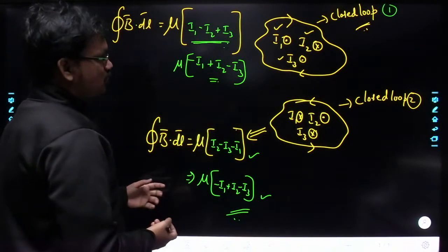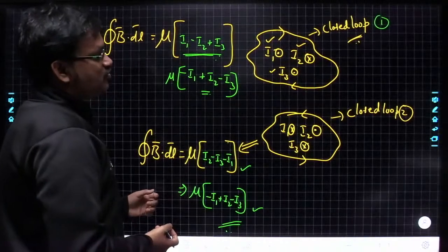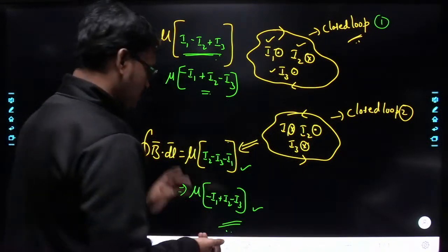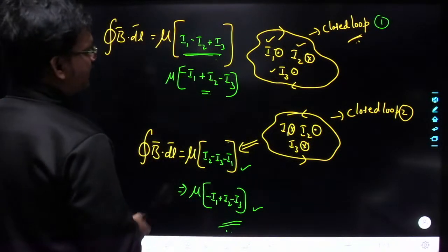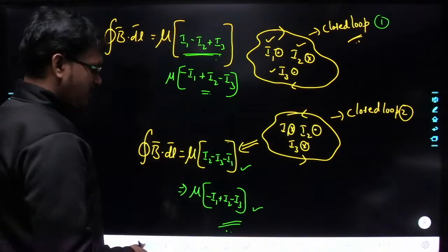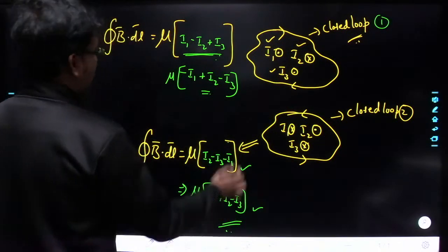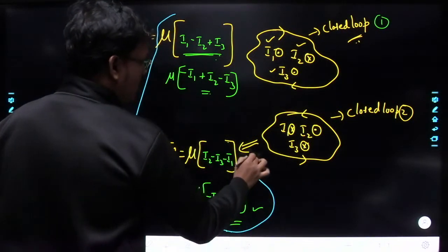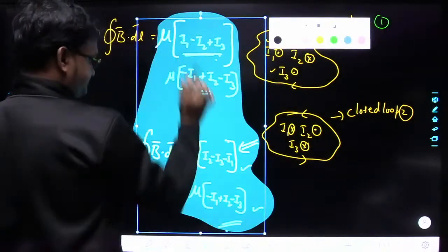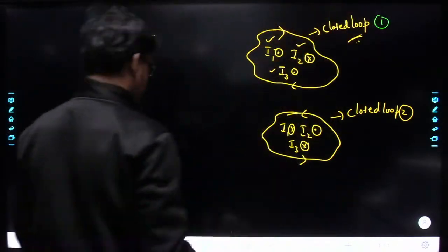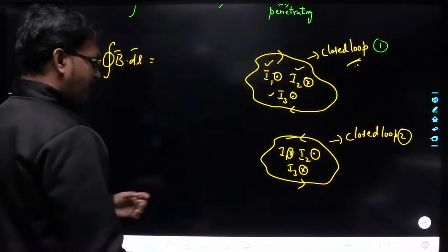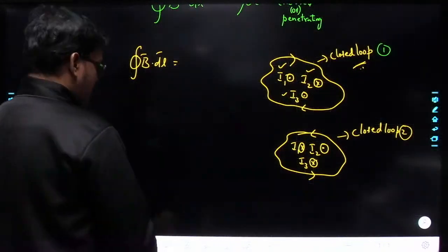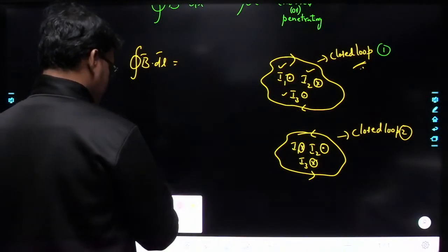Okay, so that means you still have confusion about how to write this I1, I2 and I3, right? So I will tell you how to write them. Just remove all these things here. See here, you have tried, that is very good. I will tell you how to write the currents.